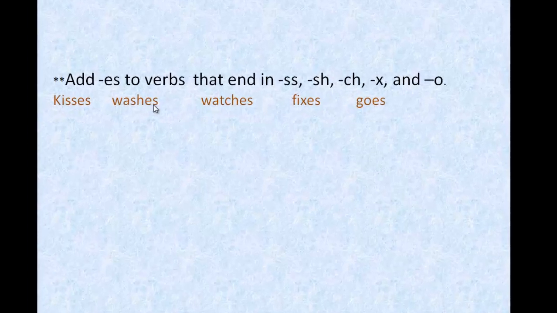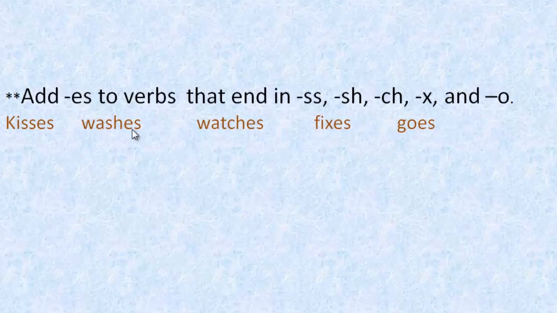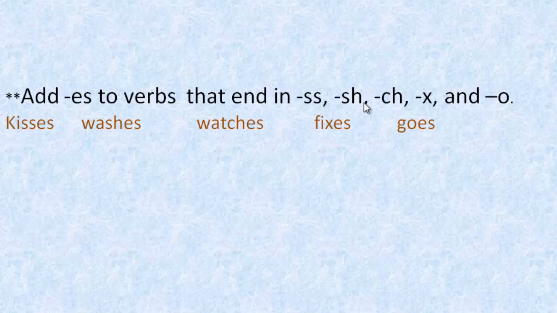Yes, we add es also to verbs that end in sh, like the verb wash. So we add es to the verb wash to become washes. Yes, we add es also to verbs that end in ch, like watch, watches. And to the verb that ends in x, like fix, fixes. And we add es to verbs that end in o, finally, like go, goes.